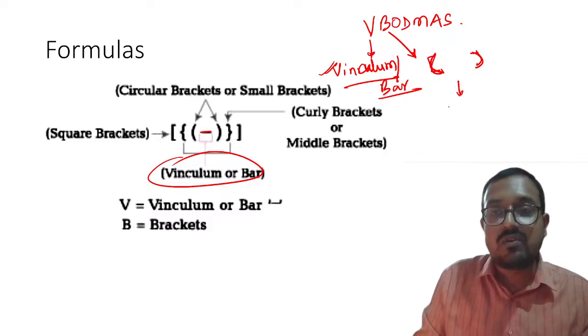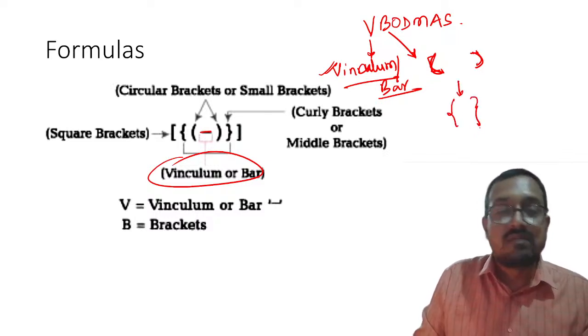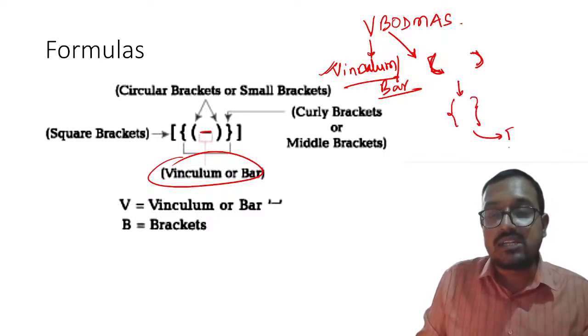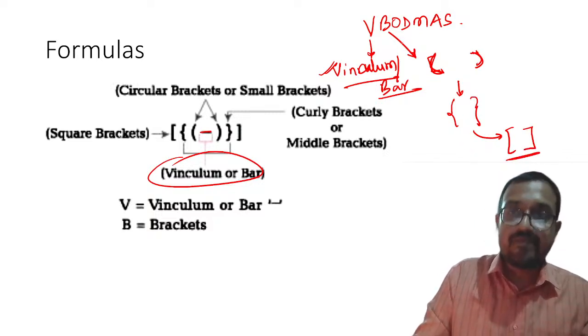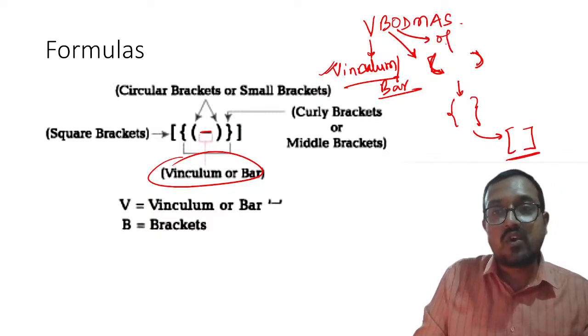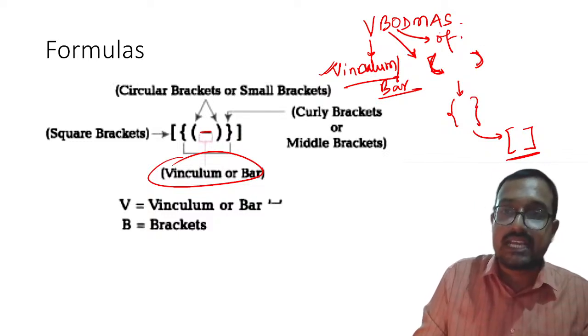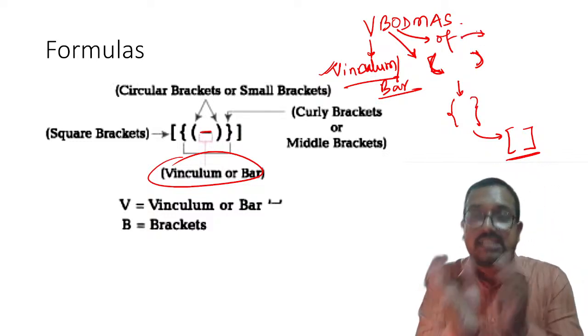Once small brackets are solved, you will go towards curly bracket. Once curly brackets are solved, you will go towards large bracket. Understood this thing? Then O stands for of. Of basically has precedence over divide.